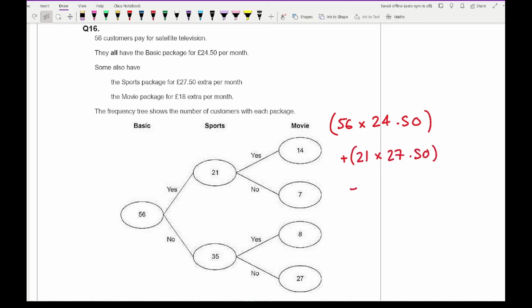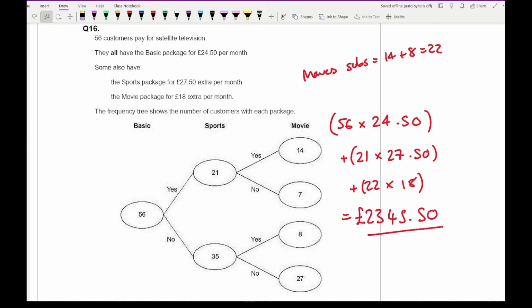And we also have, how many people have movies? Well, that's going to be 14 plus 8. So the movies subscribers is going to be 14 plus 8, which is 22. So 22 people pay that extra £18. So if I then work out each of these three individual amounts, I get a total of £2,345.50.